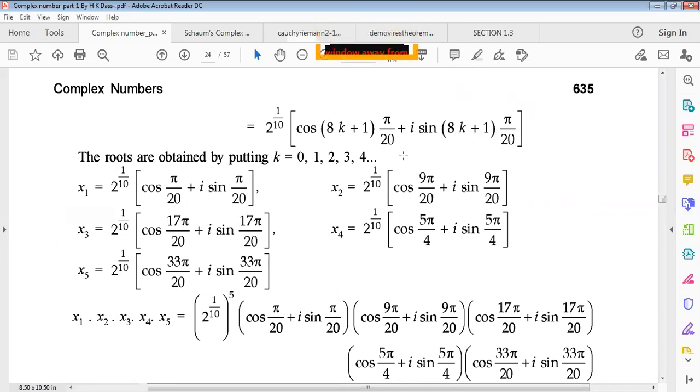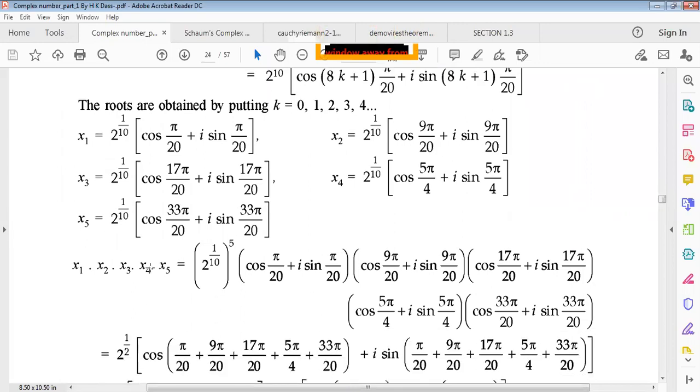Putting k equals 4 here, we get the fifth root. Now the product of all the roots. How many roots here? 5 roots. The product of 5 roots means what? x1 into x2 into x3 into x4 into x5.